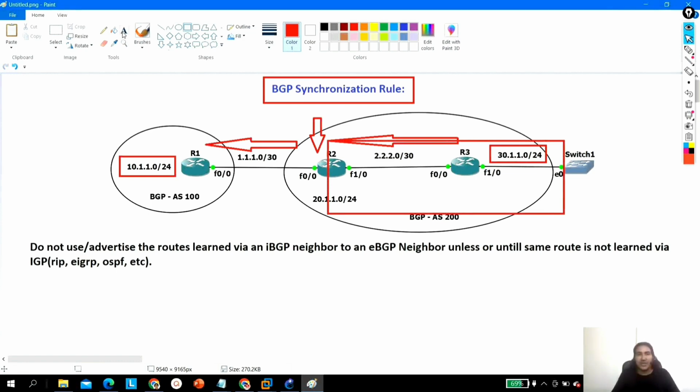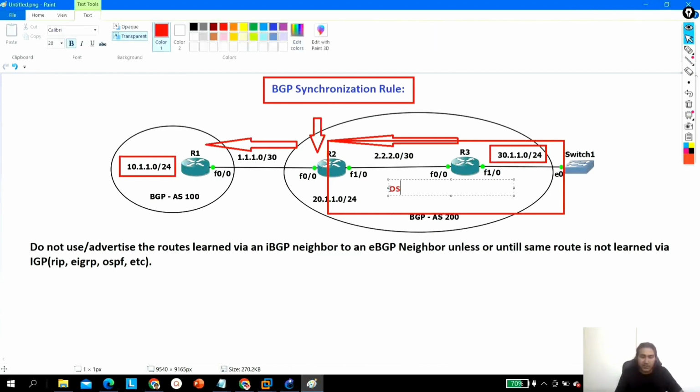Suppose I run OSPF on router 1 and router 2. So router 2 will receive the 30.1.1.0/24 network via OSPF, right? Now when BGP advertises the same network to router 2, this time router 2 will use that prefix, that route, and it will advertise that route to its eBGP neighbor as well, because this time the same route is available through the IGP, the interior gateway protocol.